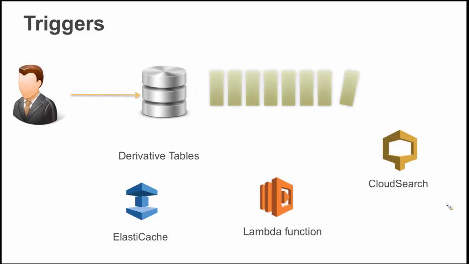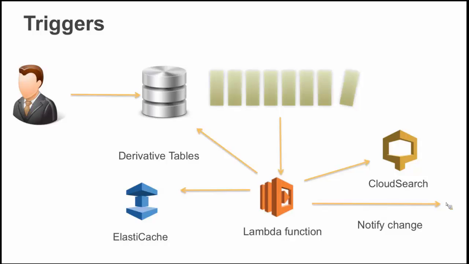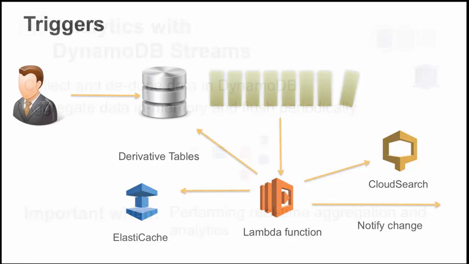So those triggers run off that stream into that Lambda function, and give you the ability to do all kinds of things like we mentioned: update derivative tables, create secondary tables, update Elasticache or CloudSearch, notify third-party systems or external systems of change. All kinds of things you can do with that Lambda function.